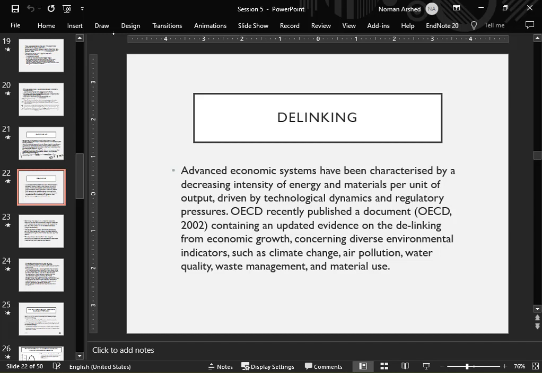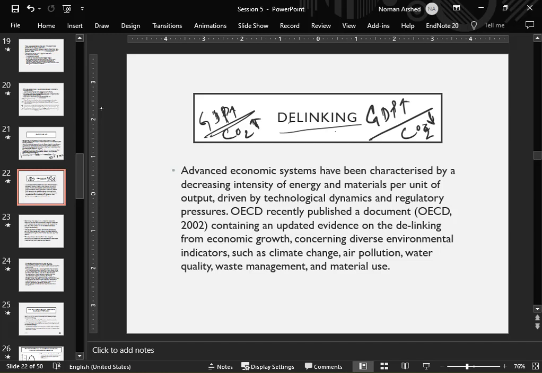OECD published one document in 2002 containing evidence on delinking of growth. Now, the concept delinking means that we need to find a way. We have already discussed in the previous class that whenever we try to increase GDP, we also lead to increase CO2, and there is a link between them because when we try to grow faster we use more resources, and most of the resources are fossil, so they create pollution. So delinking says find a way that we can increase GDP without changing or even reducing CO2. So this is the concept that we are talking about here.